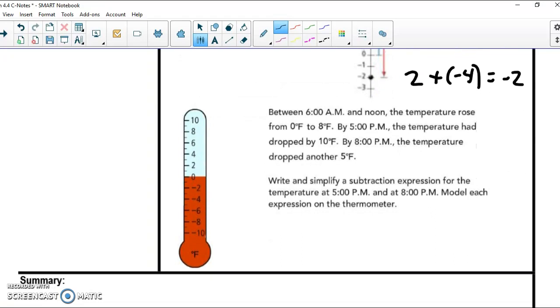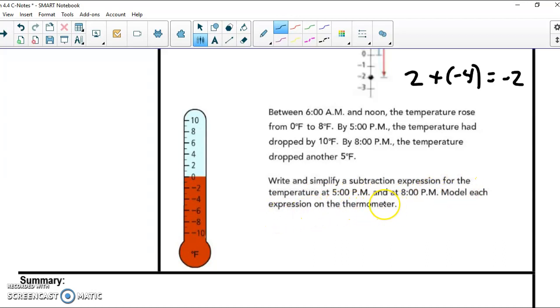So let's look at a word problem. Between 6 a.m. and noon, the temperature rose from 0 degrees Fahrenheit to 8 degrees Fahrenheit. By 5 p.m., the temperature had dropped by 10 degrees Fahrenheit. By 8 p.m., the temperature dropped another 5 degrees Fahrenheit. Write and simplify a subtraction expression for the temperature at 5 o'clock and at 8 o'clock. Model each expression on the thermometer.